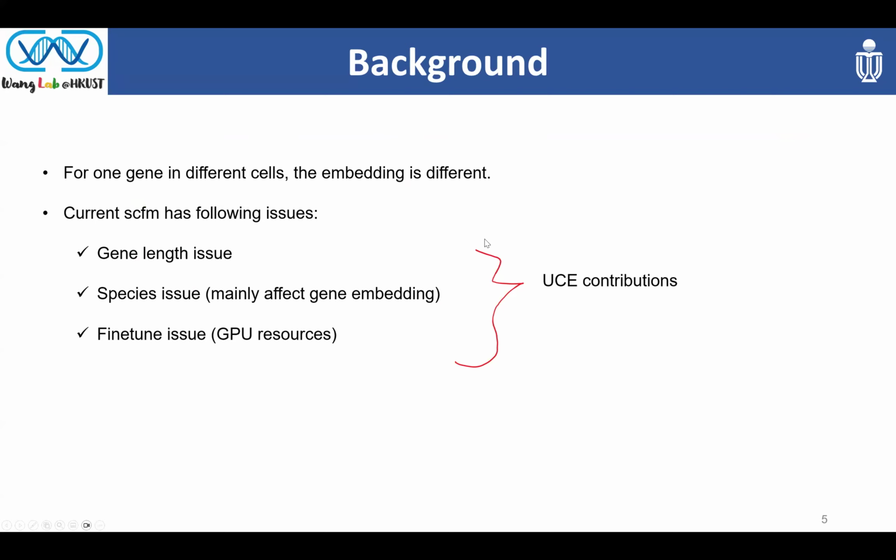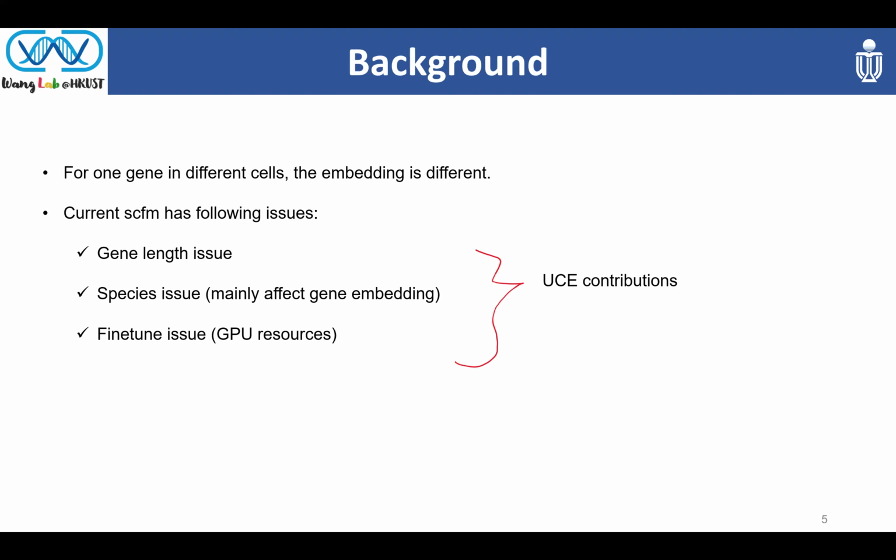Since we have the embedding, a very important thing to notice is that for one gene in different cells, the embedding we get is different, which means the information for one gene in different cells is different. I think that suits our prior knowledge, right? And so current single cell foundation models have several issues.